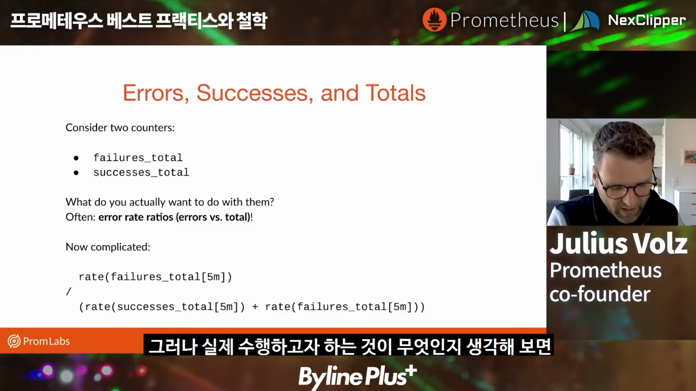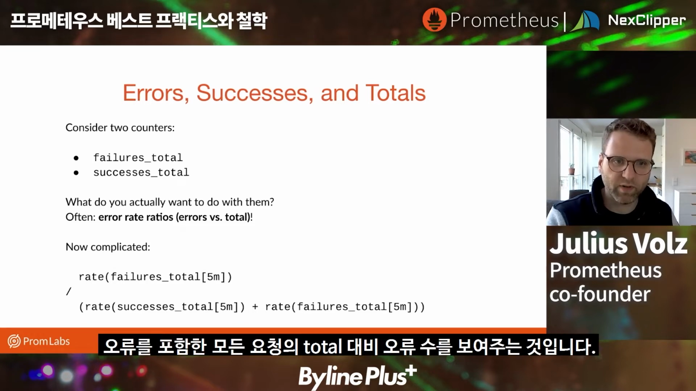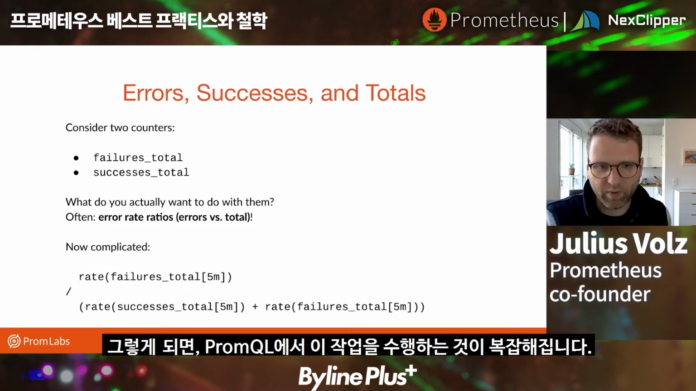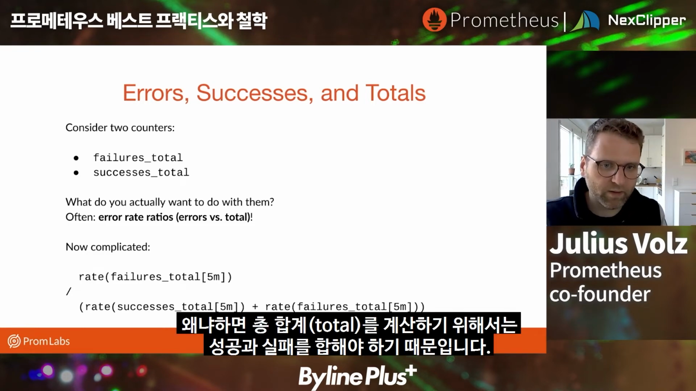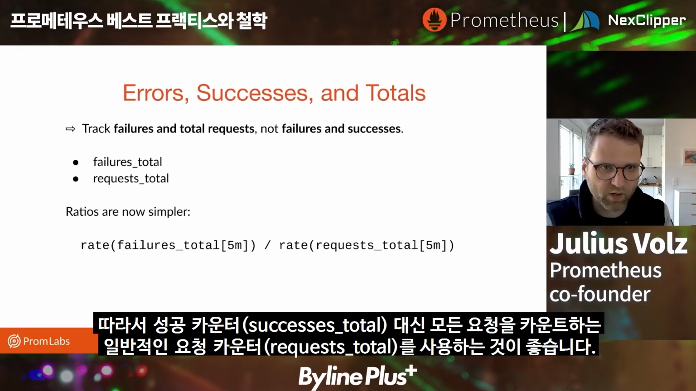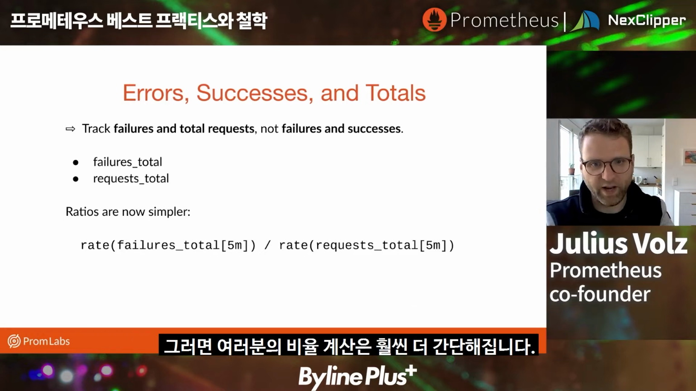But if you think about what you actually typically want to do in the end, you want to show a ratio of how many errors you are having versus the total number of all requests, including the errors. And doing that in PromQL now becomes complicated, because to calculate the total you have to sum up the successes and the failures, and then your ratio expressions can get quite complicated. So a better practice is to have, instead of the successes counter, just a generic requests counter that counts all requests. And then your ratios immediately become much simpler.